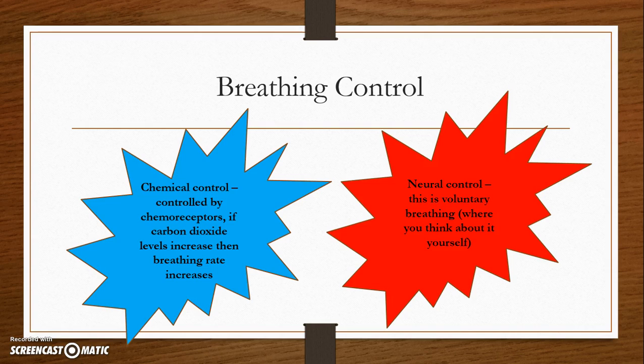So as I said earlier, the aerobic energy system has a byproduct, which is carbon dioxide. We actually create carbon dioxide when we're creating energy for ourselves. Therefore, if that carbon dioxide increases, naturally our breathing rate will increase to get in more oxygen and get rid of that carbon dioxide. And the other one is neural control.